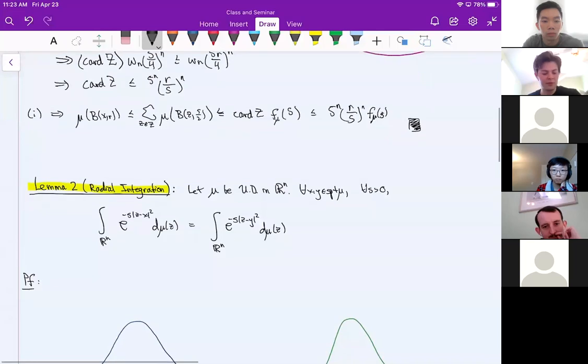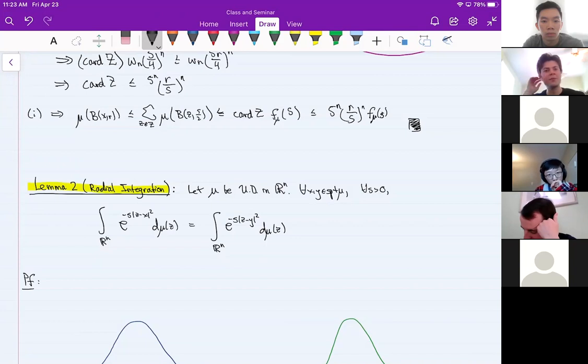And then the second thing that we're going to need is this radial integration lemma. So if mu is uniformly distributed, and I choose two points x and y in the support of mu, then for any number s greater than 0, these two integrals are equal to each other, right?